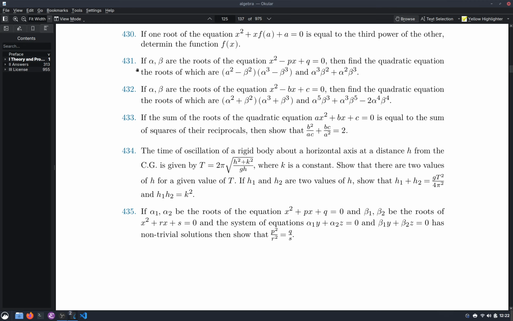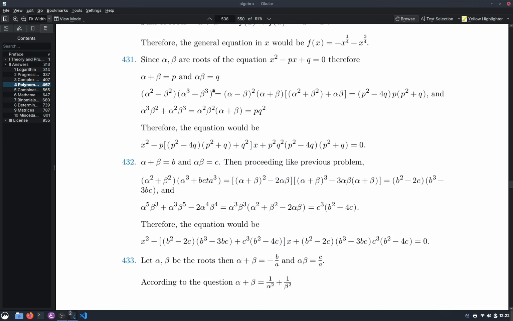Question 431 says that if alpha, beta are the roots of the equation x square minus px plus q is equal to 0, then find the quadratic equation, the roots of which are (alpha square minus beta square) into (alpha cube minus beta cube) and alpha cube beta square plus alpha square beta cube. So we are given that alpha, beta are roots of the equation x square minus px plus q is equal to 0. So alpha plus beta will become p and alpha beta will be q.